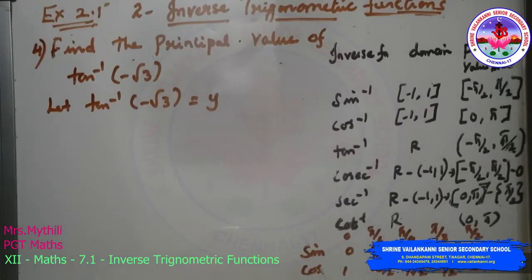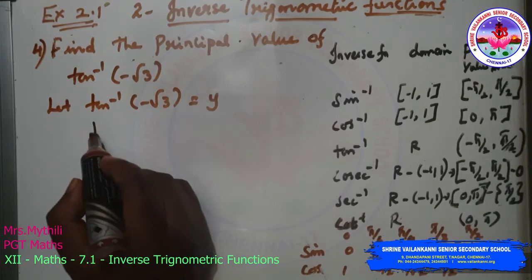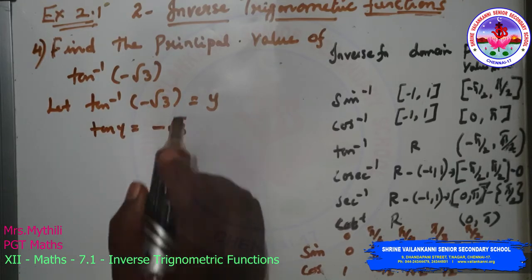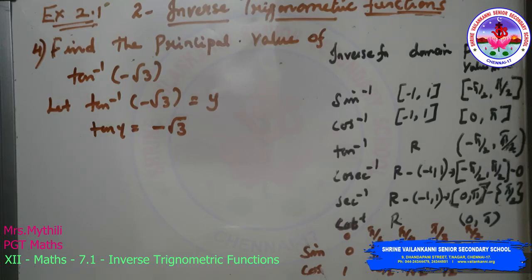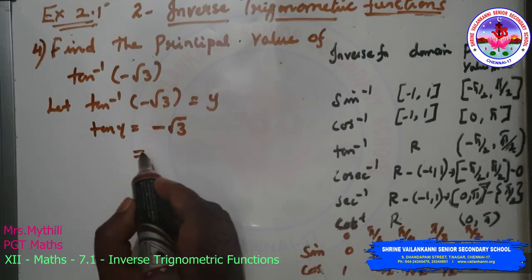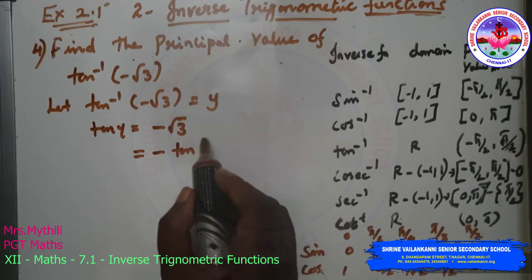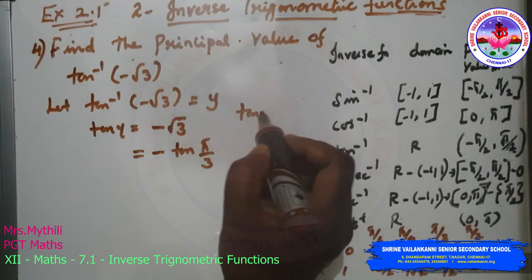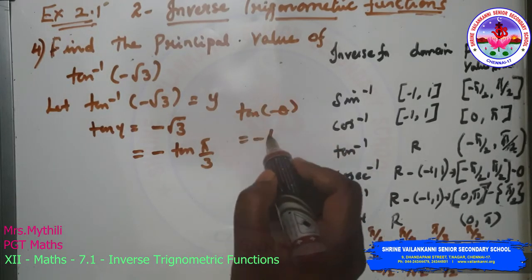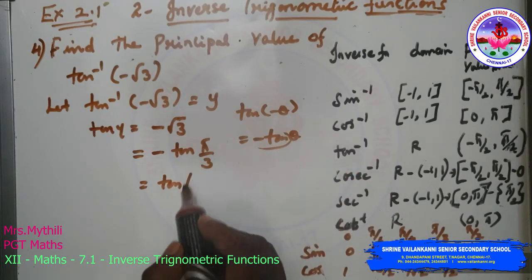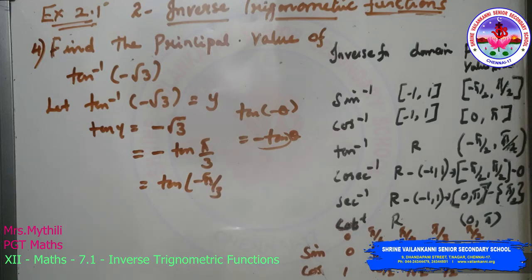Fourth one, find the principal value of tan inverse of minus root 3. Let tan inverse of minus root 3 equal to y. So tan y equal to minus root 3. Here tan pi by 3 is root 3. So we can write this as minus of tan pi by 3. What is tan of minus theta? It is equal to minus tan theta. So I am writing this as tan of minus pi by 3.